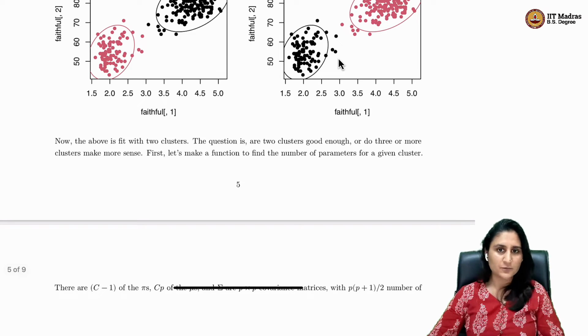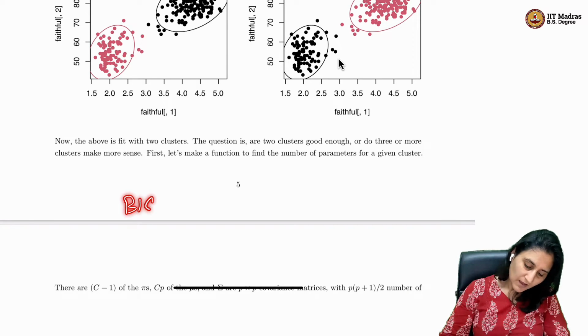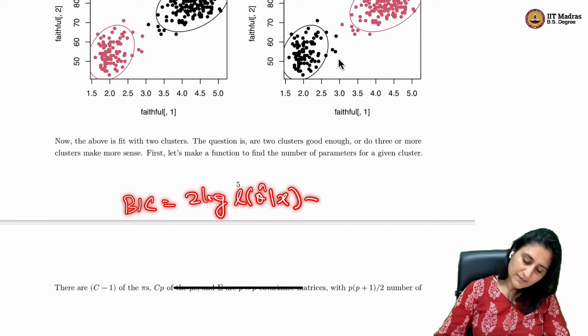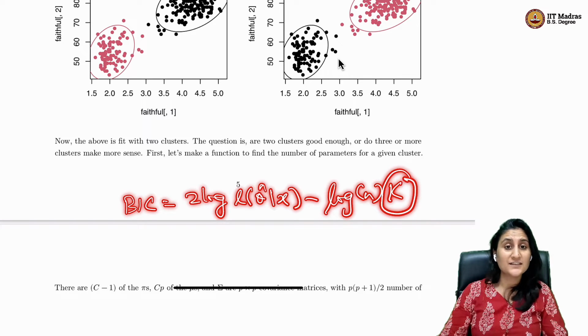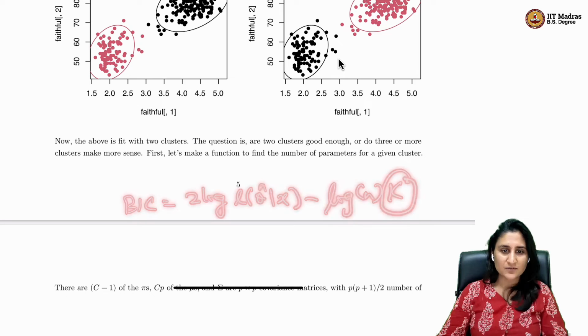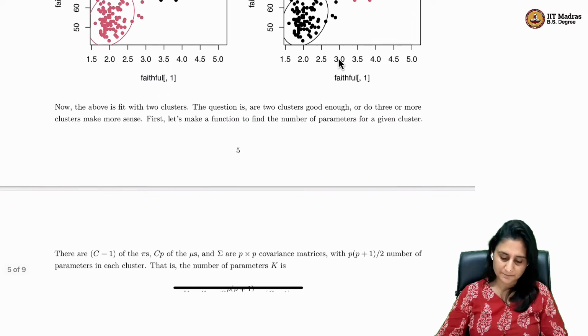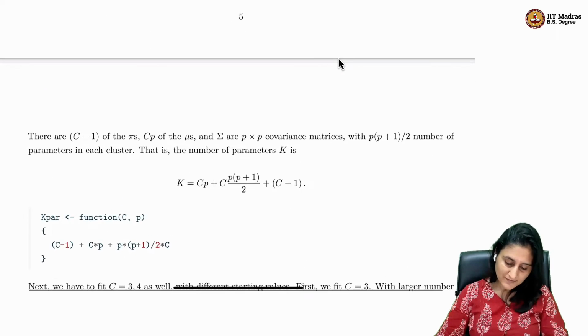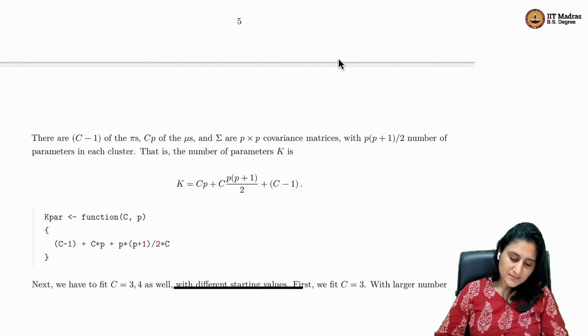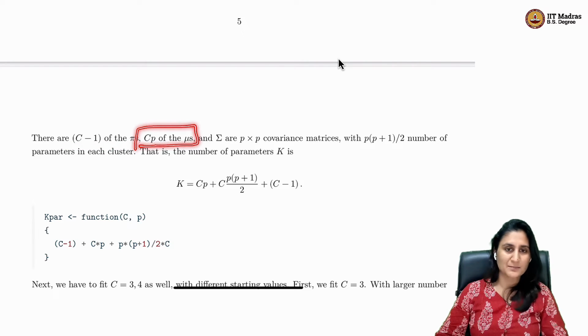But first, remember in the BIC, I have 2 log likelihood minus log N K. And this K is something I need to know. So first I'm going to make a function that finds the number of parameters I'm estimating, K. Now, what is K? Well, in this example, note that I have C minus 1 pi's. I have C times p of the mu's that I'm estimating. And the sigma covariance matrix is a p by p covariance matrix.